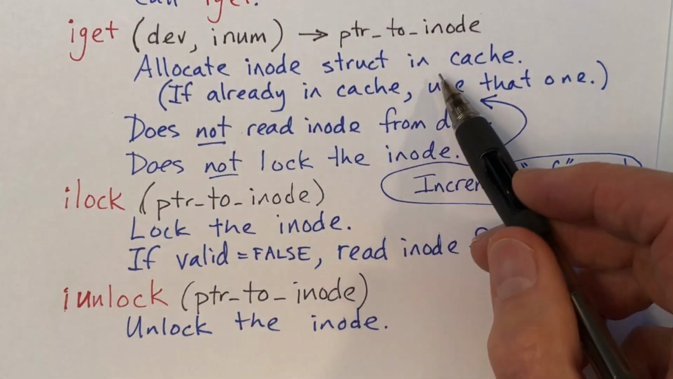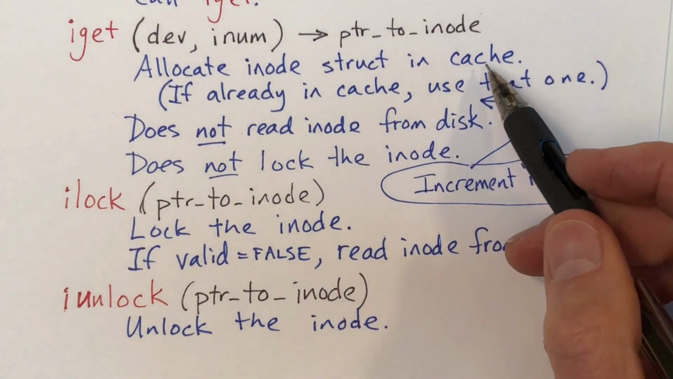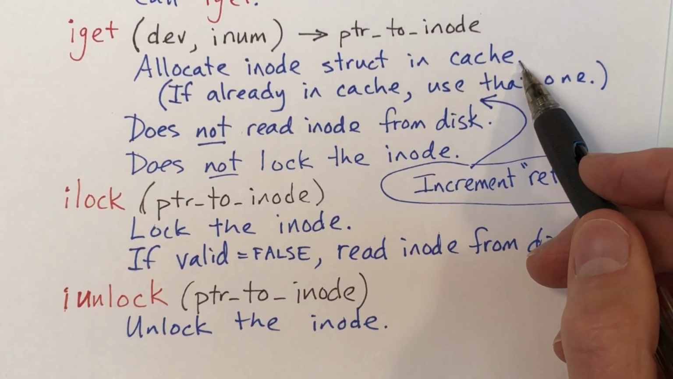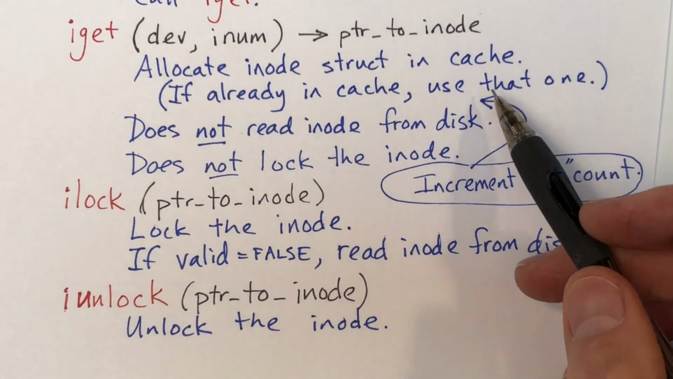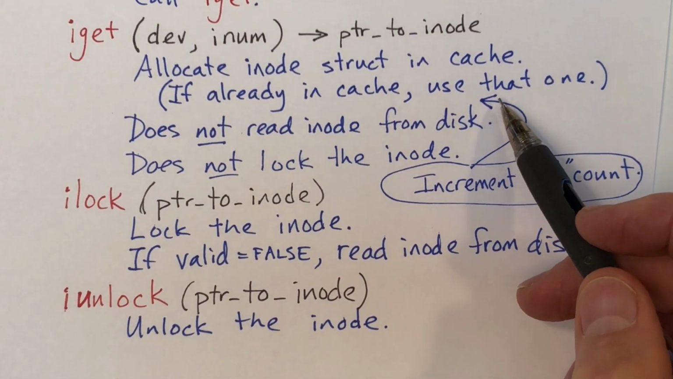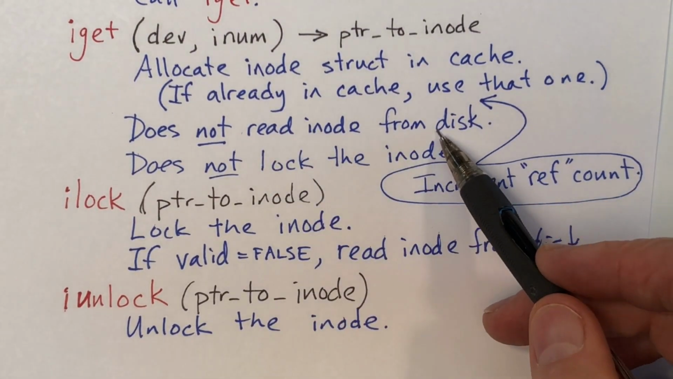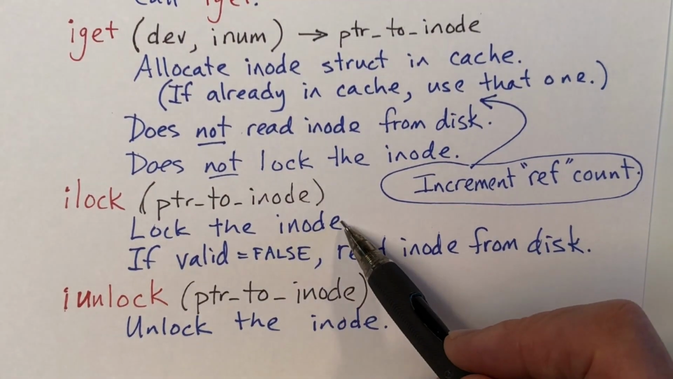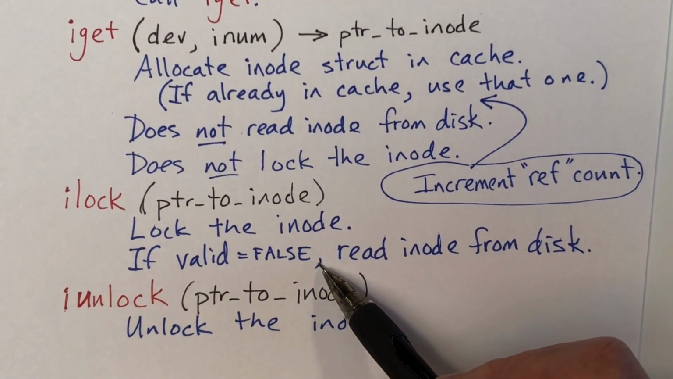So it will look in the cache to see if we already have that inode open, if you will, and if we do, we'll use that one. Otherwise, it will allocate a new entry in the cache and devote it to storing that particular inode. But in any case, it will increment the reference count to indicate that that structure in the cache is used for that particular inode. It won't read in the inode from disk, and it won't lock the inode. To do that, we call ilock, which will lock the inode. And then if it has not yet been read in from the disk, it will go ahead and read it in.